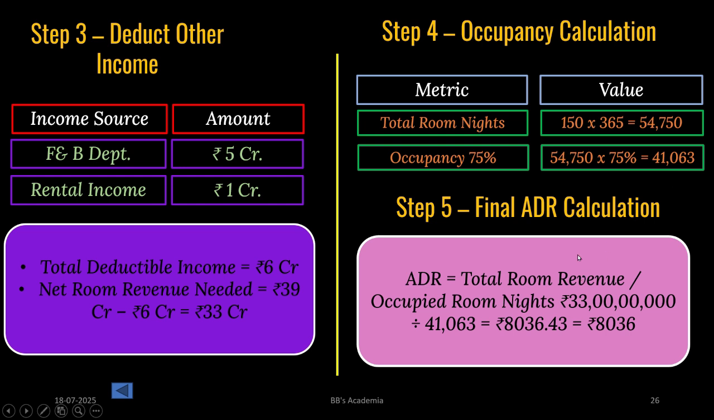What is the formula of ADR? Total amount of revenue divided by number of rooms sold, and this is the number of room nights. We are going to calculate it on a per day basis. So this is the room nights occupied, and if you divide that, you'll get this figure, rupees 8,036.43. As this 43 is below 50, naturally we will consider only 8,036. So this is what our ADR is. You got my point? Fine.